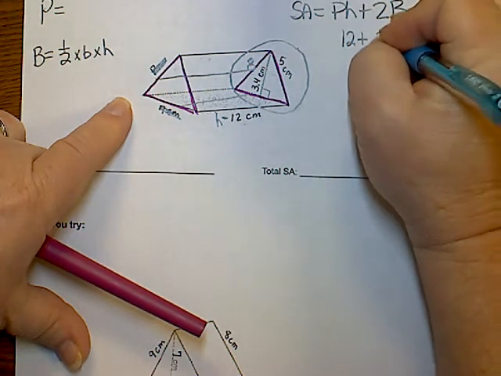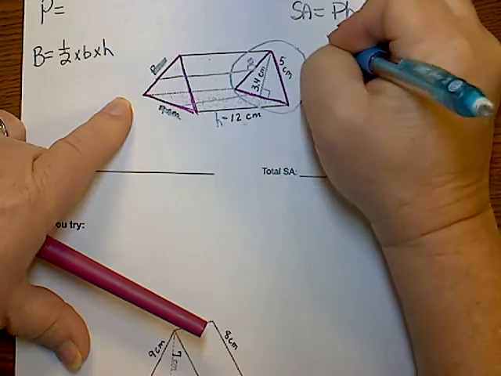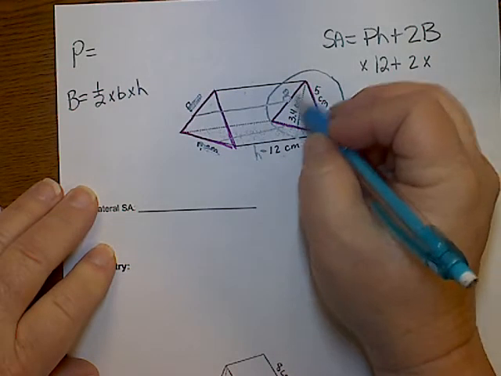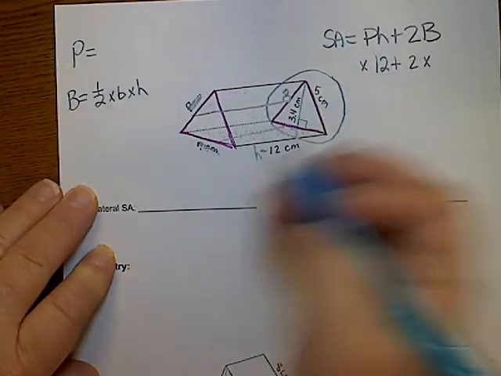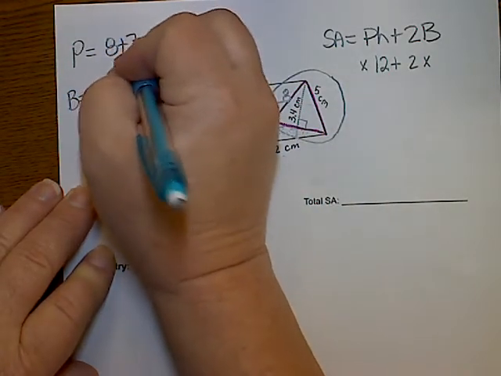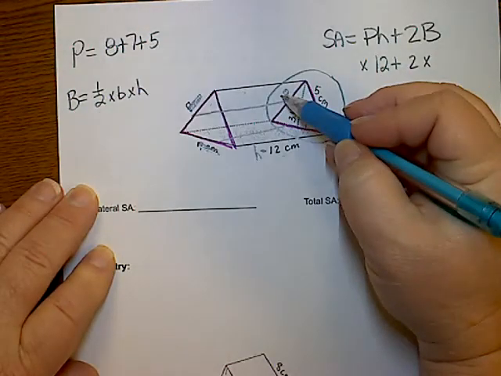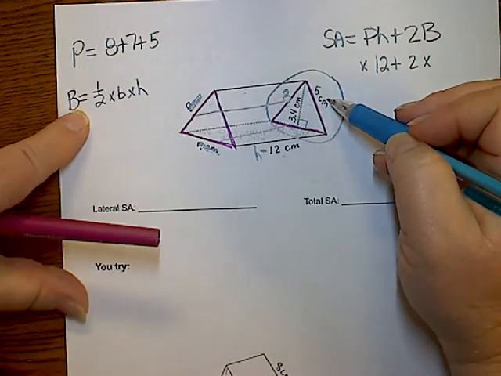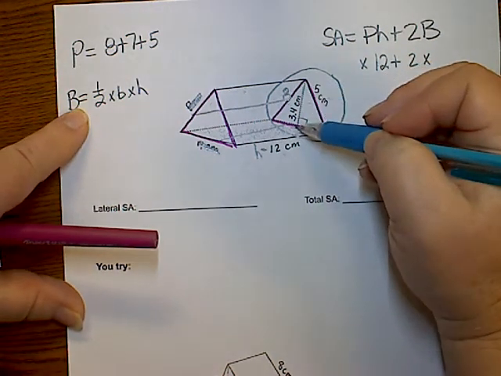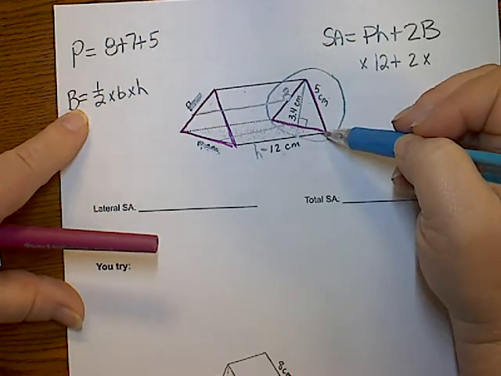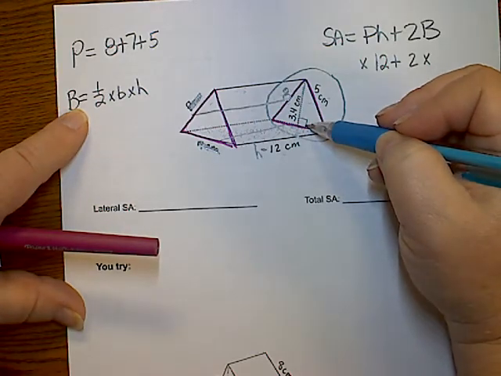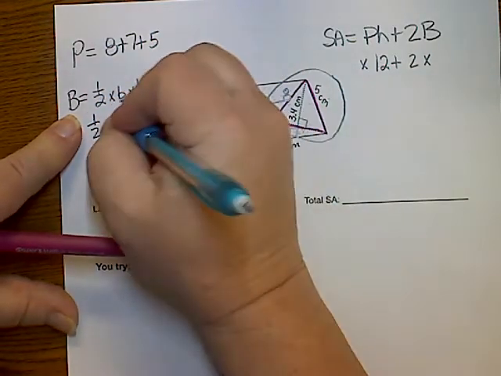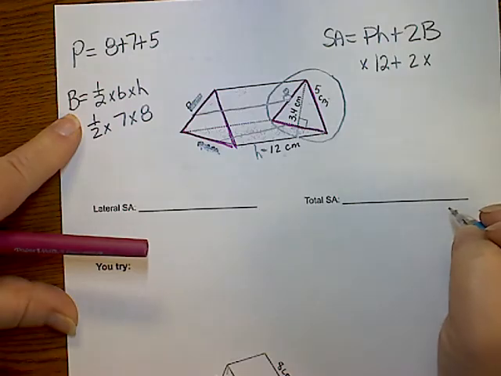12 plus 2 times, I'm going to put my times sign, and I'm ready to find my P and my big B. So my P, remember I'm going to go on the outside edge of my triangle. So 8 plus 7 plus 5. Then over for big B, your base and your height of your triangle are connected by the right angle. There's my right angle right there. So 1/2 times 7 times 8, okay?